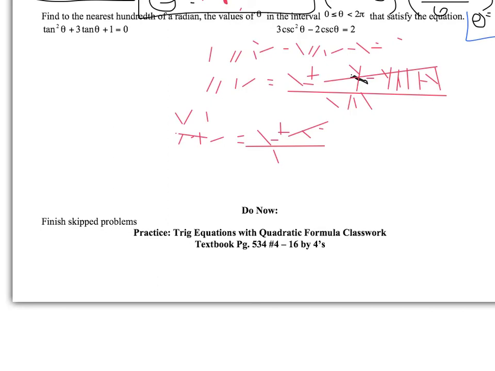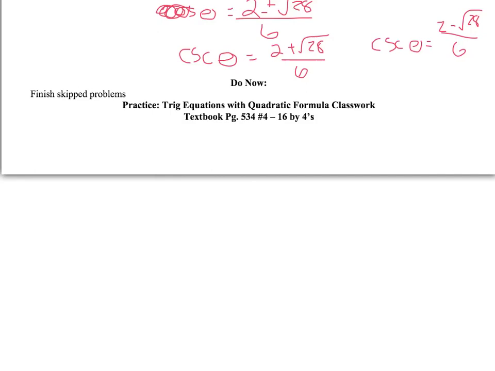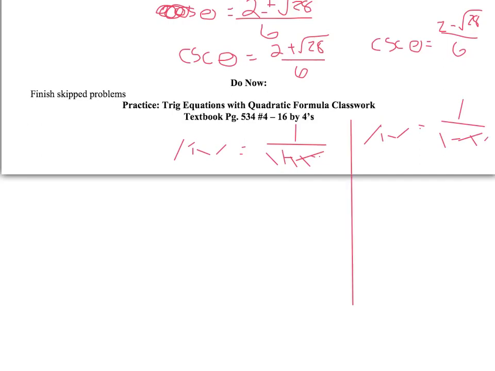Split it up into two problems. Cosecant theta equals 2 plus radical 28 over 6. And cosecant theta equals 2 minus radical 28 over 6. Since you don't have a cosecant button, what you do is you take the reciprocal. The reciprocal of cosecant is sine. The reciprocal of the fraction is just the fraction flipped. Same thing with the other one. Carefully type those in and finish that one up, as well as do the third problem that I skipped.